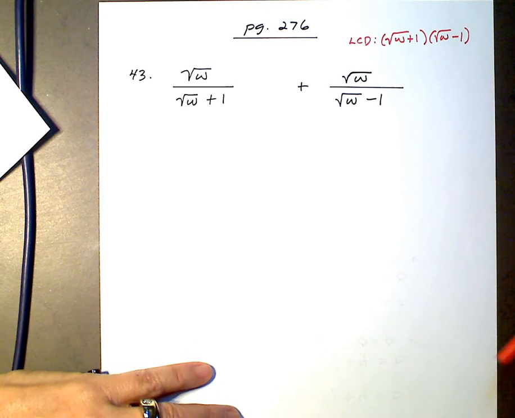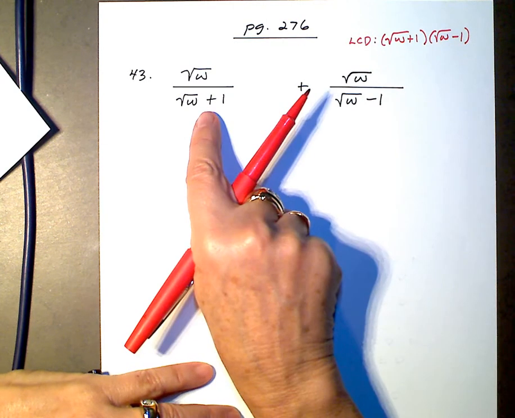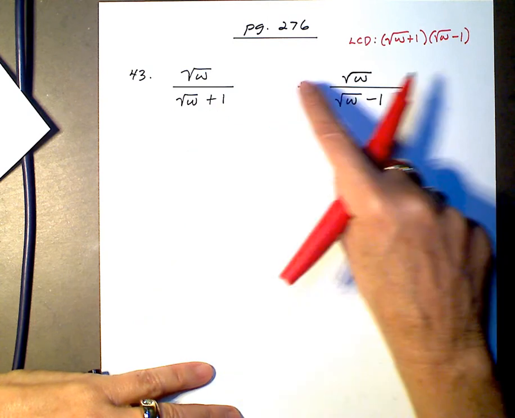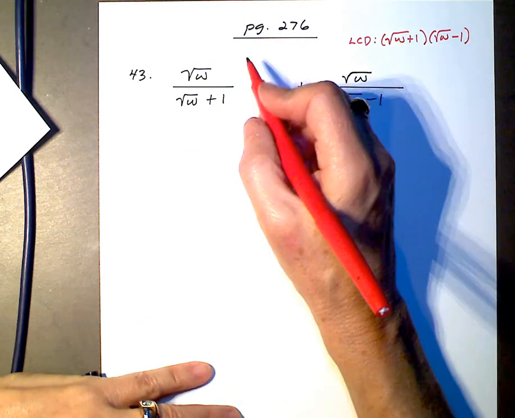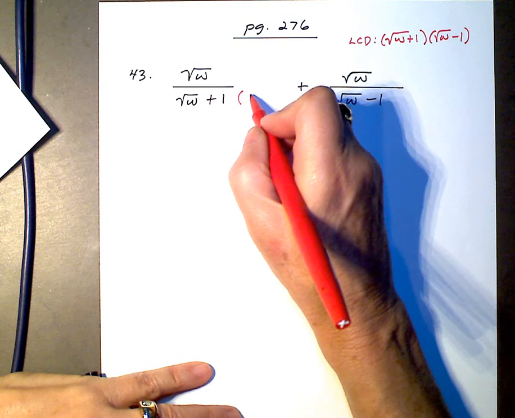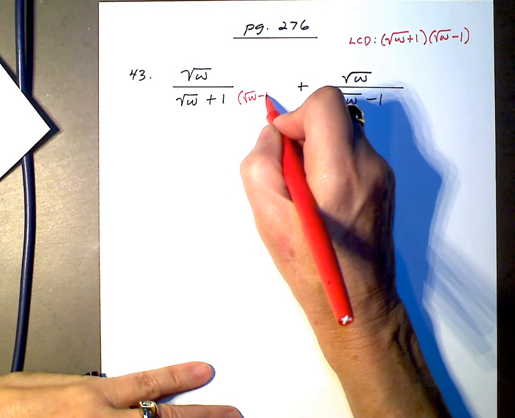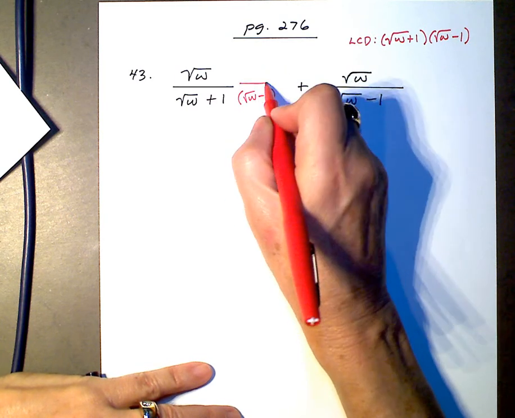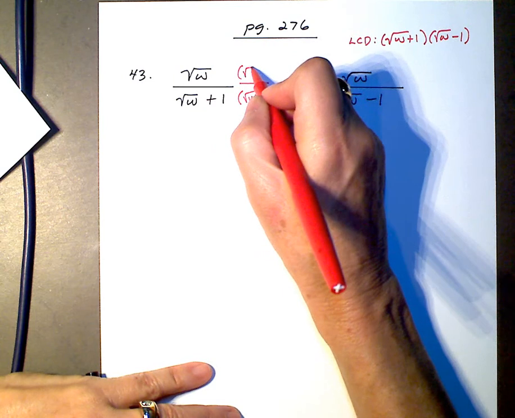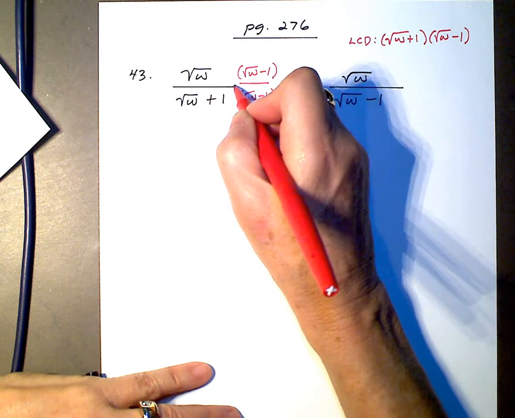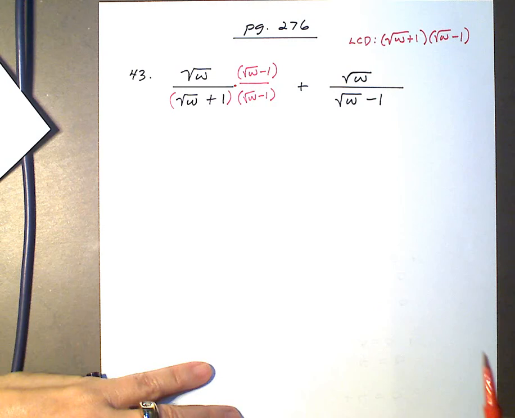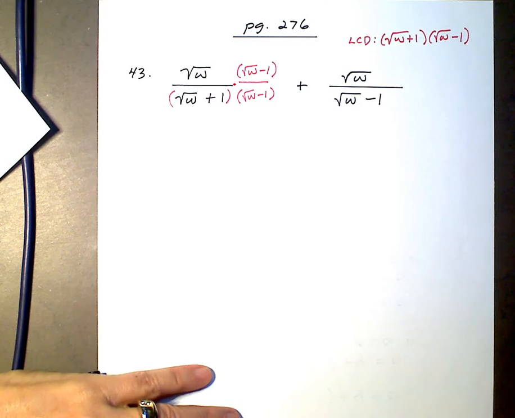So first, the one on the left here, root w plus 1 in the denominator, has a missing factor of square root of w minus 1. So I'm going to multiply that by 1 in the form of root w minus 1 over root w minus 1. And I'll put a bracket, parentheses there to show that I'm going to multiply those together.